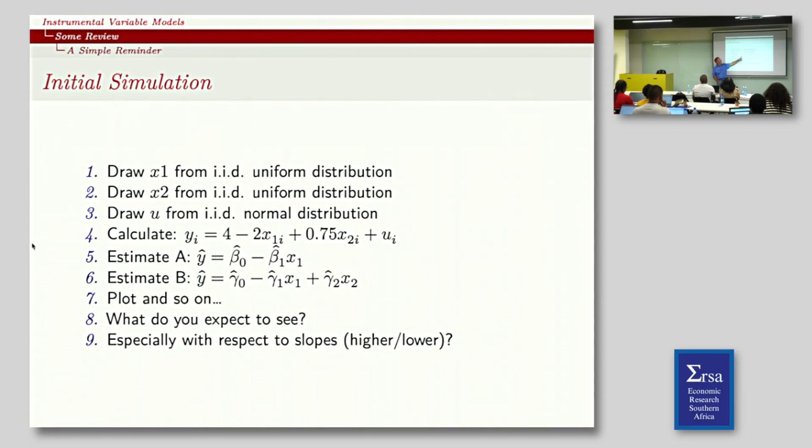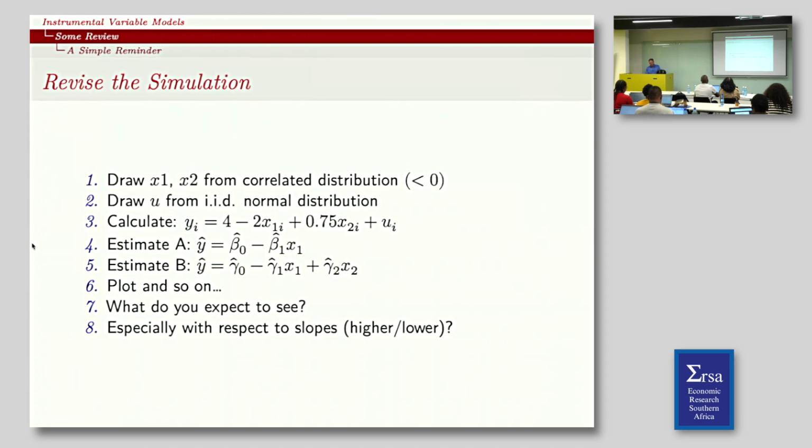Here, x1 and x2 are drawn from separate IID distributions, so they are not correlated. Because they are not correlated, running this regression is the same as running this regression if I don't care about x2. I will get the exact same slope because x2 is completely uncorrelated with x1, so putting it in the error is fine. Okay?